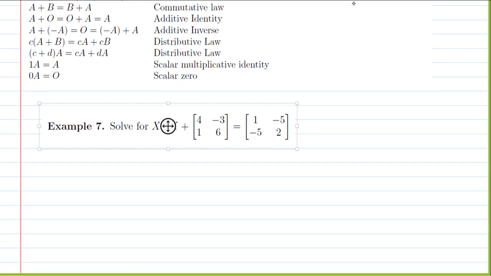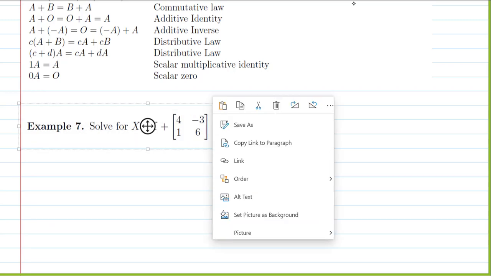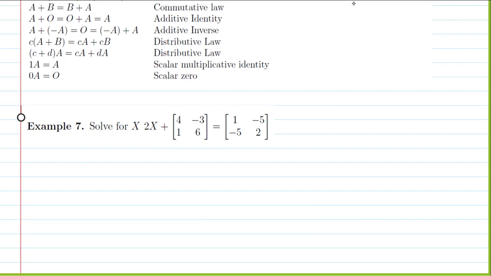So we're asked to solve for x. And we're given the equation 2 times x plus the matrix [4, -3; 1, 6] is equal to [1, -5; -5, 2]. At first glance you might think, what do I do? Well, this is exactly the same as if I asked you to solve 2x plus 4 equals 1. What would you do? You'd subtract the 4 over to the other side and then get x by itself. The exact same thing is going to happen with matrices.